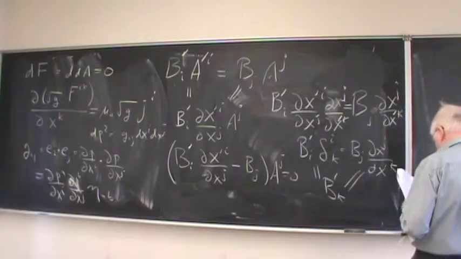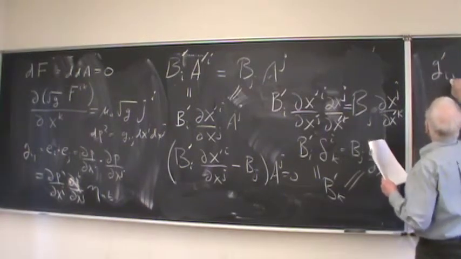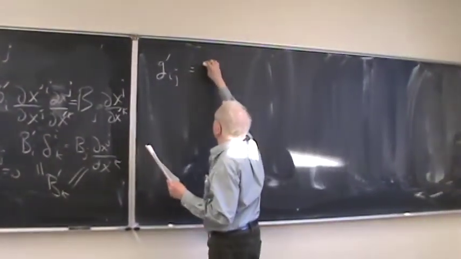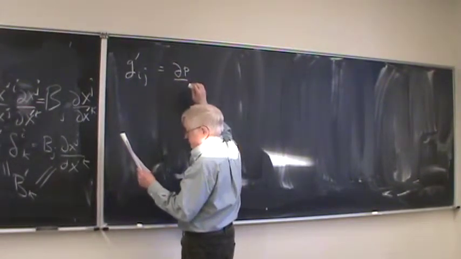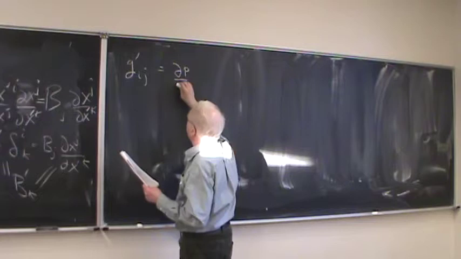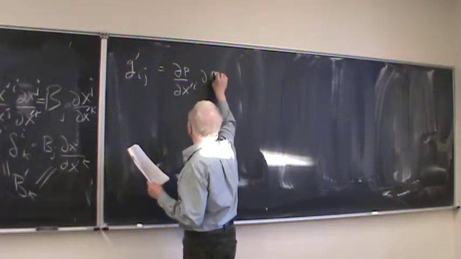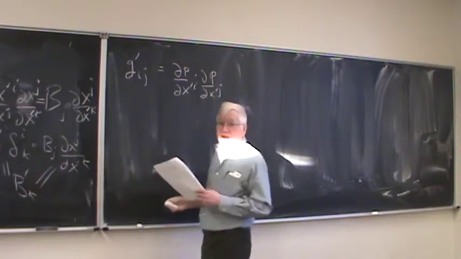And see how it transforms. Well, g prime ij will be partial p with respect to x prime i, dotted with partial p with respect to x prime j.